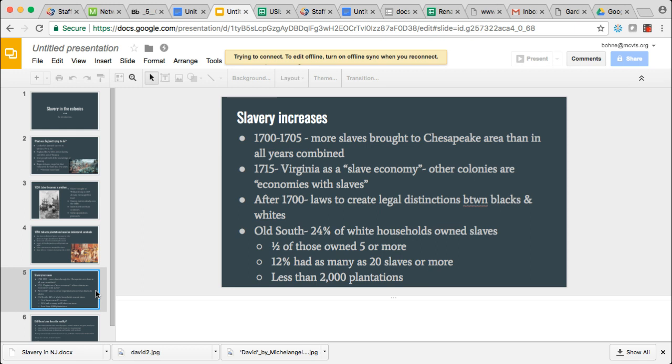And we always think of the plantation owners in the South. There were actually less than 2,000 plantations in the South. So that really wasn't the bulk of everything. But there were slaves in the middle colonies. There were slaves in the northern colonies. There were just less of them as compared to these areas.